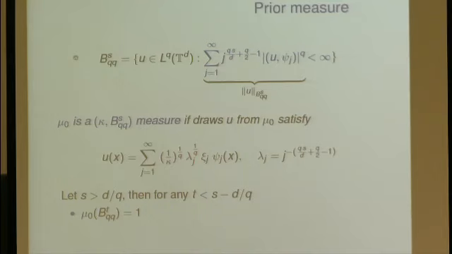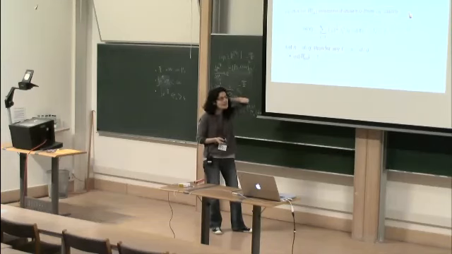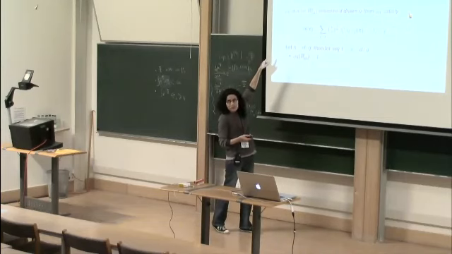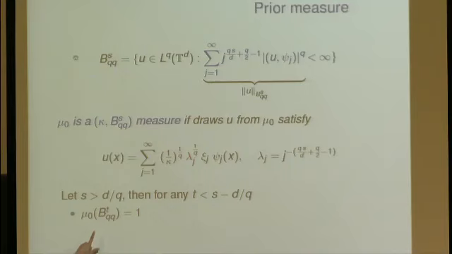So if you forget about all these technicalities, what matters is this. You can show, just using the norm and the definition of the norm in the Besov space, that such a measure, the measure that I just defined, charges the Besov space with this exponent with probability 1, with t less than s minus d over q. Again, if you are not familiar with the Besov space, you can forget it for a moment, because it turns out that they charge the Hölder continuous functions with probability 1 as well.